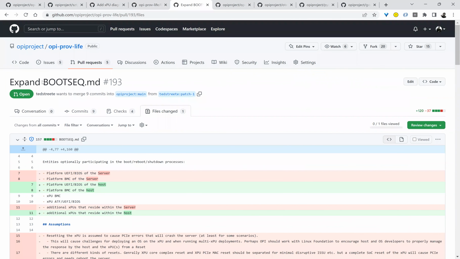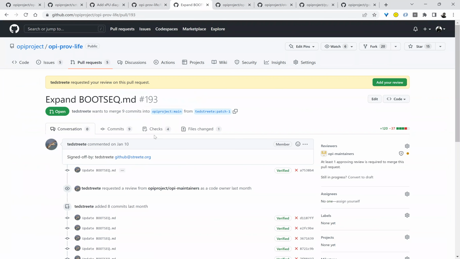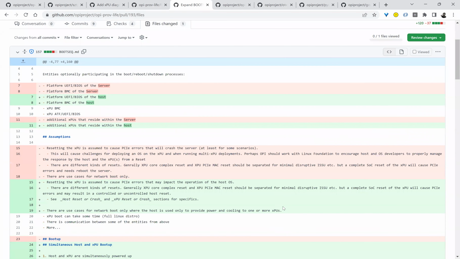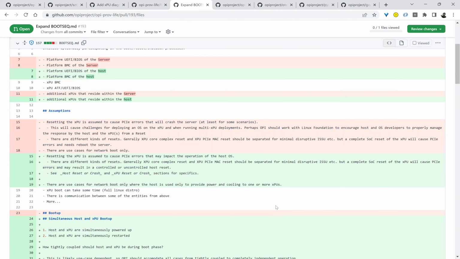Another pull request I want to show you is on boot sequencing. Ted presented this pull request, I think, like a month ago on January 10th. So yeah, and we have 0 comments on this. So I want to bring this to the kind of open discussion.